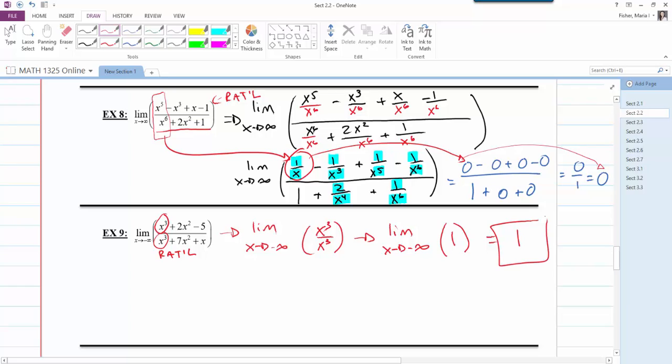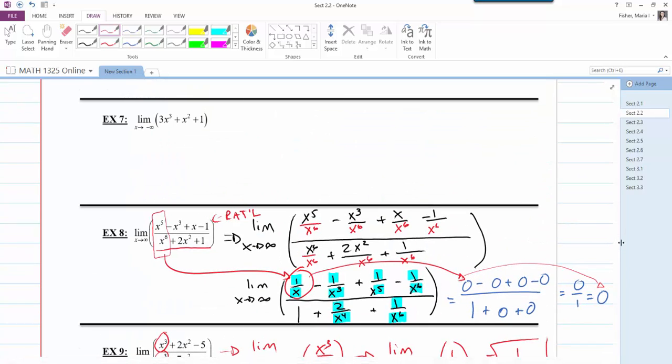So the limit as x approaches negative infinity of x cubed plus 2x squared minus 5 over x cubed plus 7x squared plus x is equal to 1. All right, let's go back to number 7, and then we'll keep on going. Number 7 is different. This guy is a polynomial. This is not a rational function anymore. How do I know that? There's no fractional bar. So this is a polynomial.